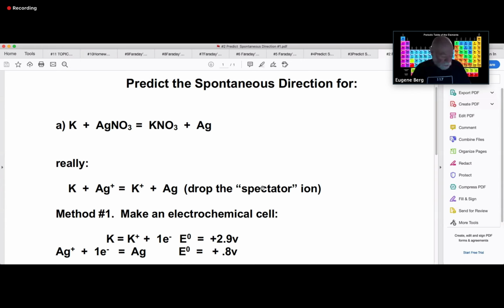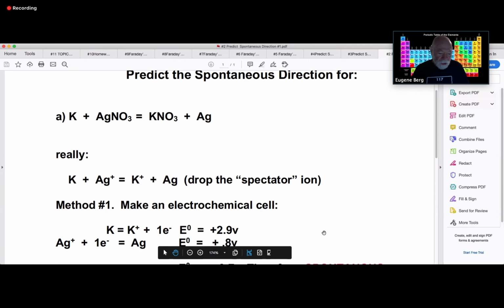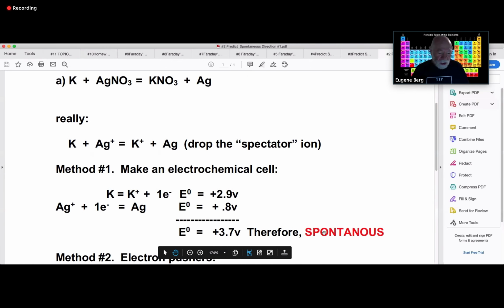Now you got to look way down to find the silver one, and notice the silver one, we're stuck with the reverse of what's on the table. So about 3/4 of the way down, you see the silver half reaction. I reversed it, and when you reverse the half reaction, you reverse the sign, making it positive 0.8. So you algebraically add the two together, and notice I get a positive voltage. So when the voltage is positive, it means the way the reaction is written, it is spontaneous.